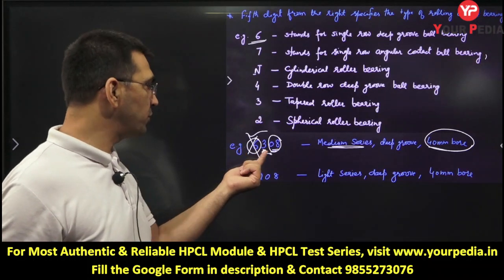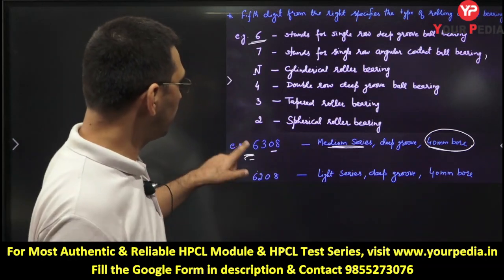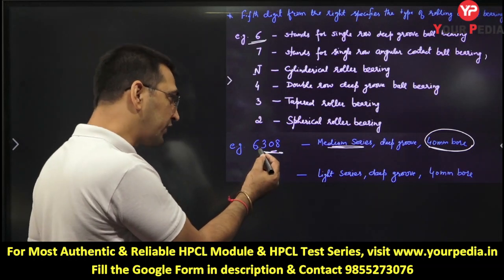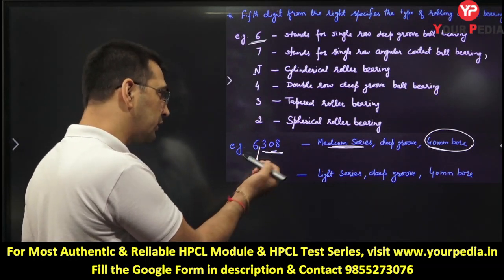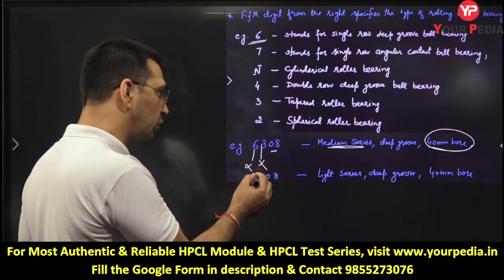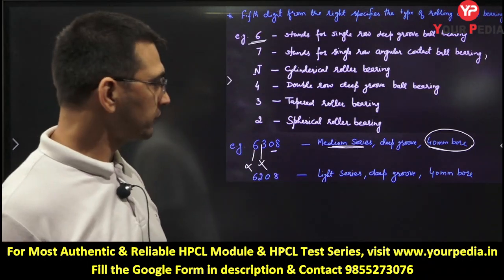So most of the time you are going to find it as 4 digits, but in some cases you can even find that there are only 3 digits. So keep in mind that here the width series is also removed and this is also removed. So always start from the right so that the interpretation is correct.